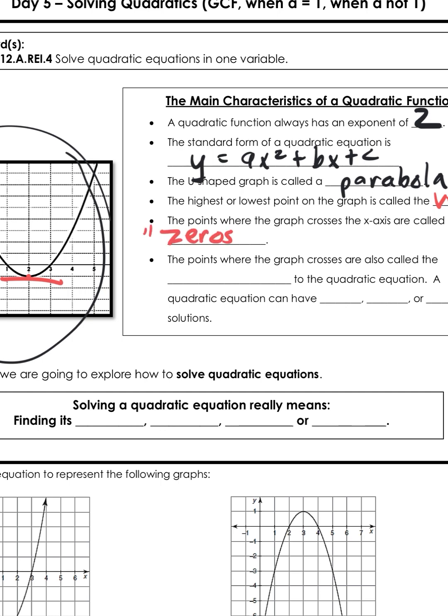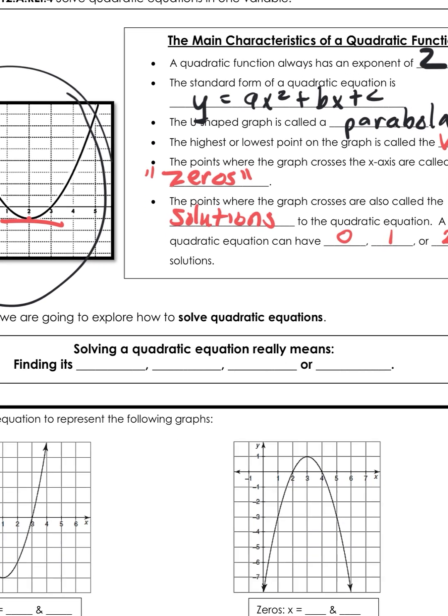And so really when we say solve a quadratic equation, usually what we're referring to is finding the zeros. The points where the graph crosses are also called the solutions to the quadratic equation. And a quadratic equation can have 0 solutions, it can have no solutions. It could have 1 or it could have 2, it just depends.